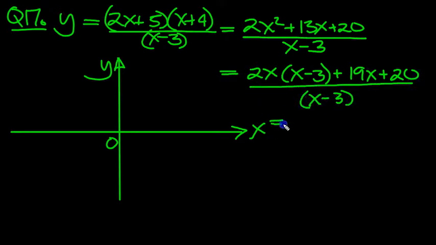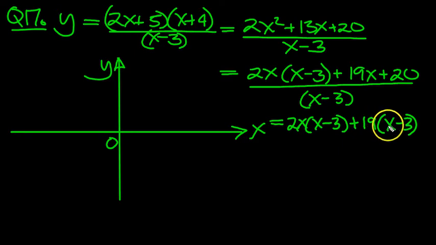Now let's carry on with this process then. We've got 2x here. X minus 3. Then we've got plus 19. Let's put the x minus 3 in a bracket there. That will give us 19x's, but minus 57, and we've got 20. So we need a plus 77 in here, all over x minus 3.